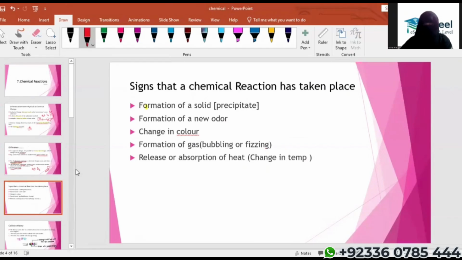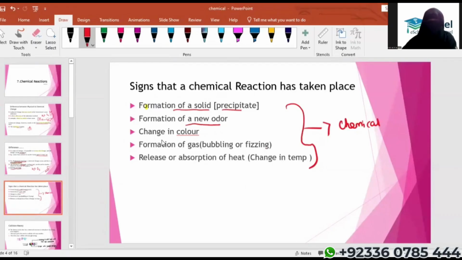Now, how do you know whether a chemical reaction has taken place? These following observations will allow you to recognize that a chemical reaction is occurring. The first thing that you need to know is the formation of solids. If there is a chemical reaction, there will be a formation of solid in the form of precipitate. If there is a chemical reaction occurring, there will also be a formation of a new odor.